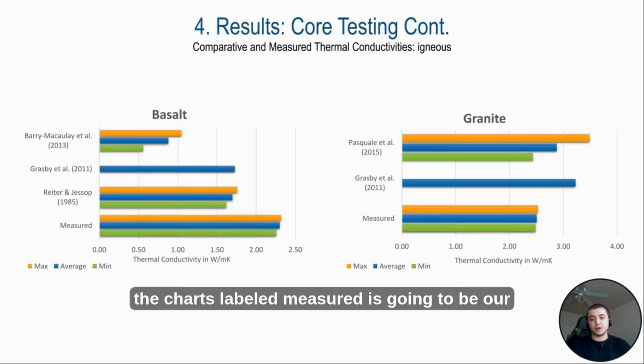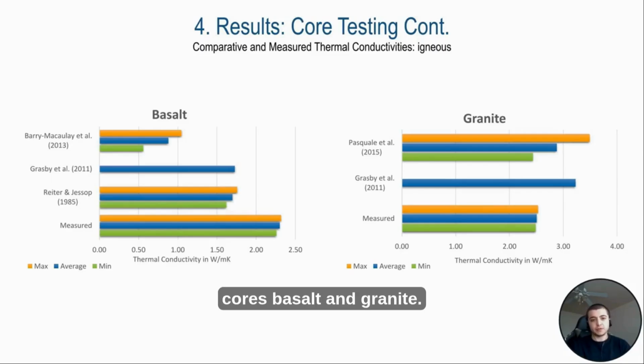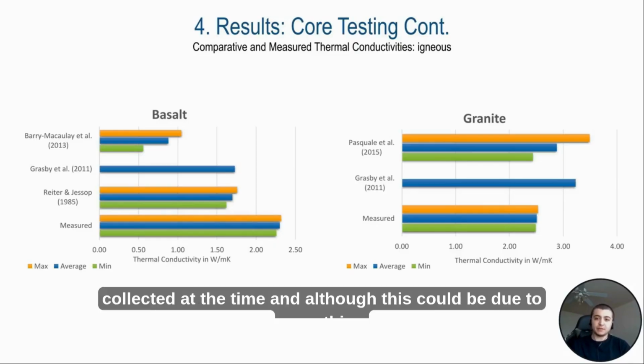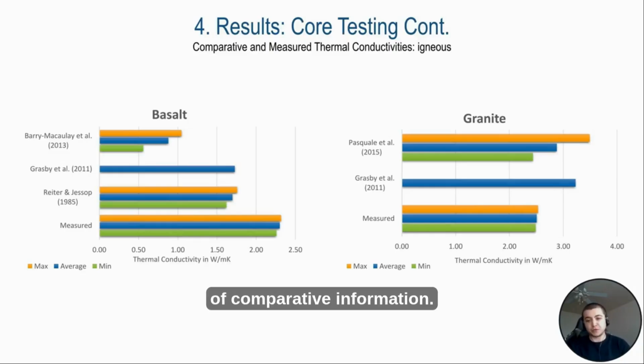So at the bottom of all of the charts, labeled measured, is going to be our results, and above that is going to be those collected from other published papers. So these are our 2 igneous cores, basalt and granite. Our basalt measurements are higher than the 3 other result sets collected at the time. And although this could be due to something significant, it could simply be caused by a lack of comparative information.